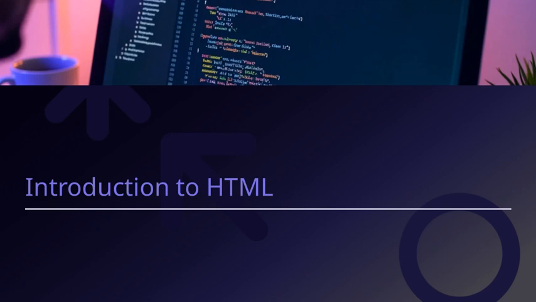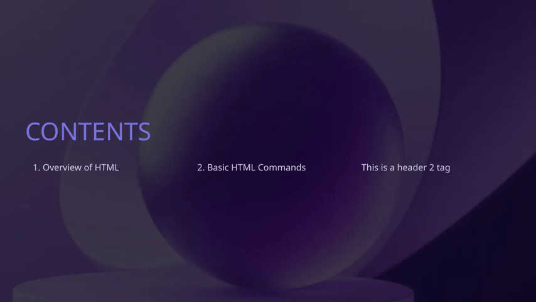So, let's get started. Now, moving on to the second part of our contents, which is basic HTML commands. Here, we'll start by looking at a simple but fundamental element, the header 2 tag. This tag is used to create subheadings within your web page. It's an important building block because it helps organize your content and makes it more readable for visitors. When you see this, it's usually a sign that a new section or topic is beginning.